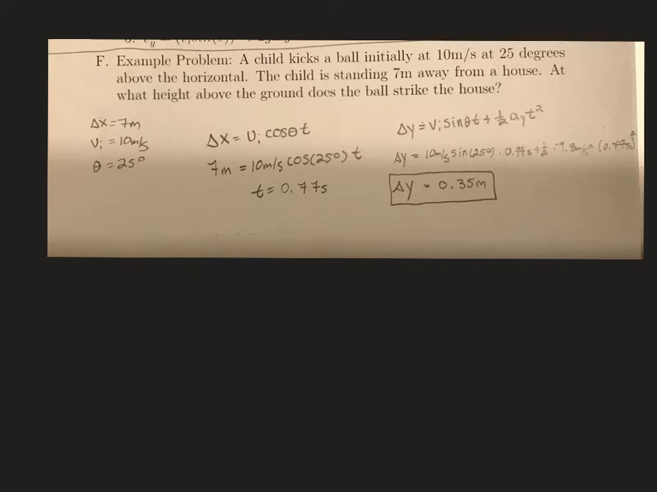So let's dissect this. We have a child kicking a ball. So the ball is going to come up here and it's going to hit the house at some point. And we know from the problem that the child is standing 7 meters away from the house. So we have 7 meters here. This is going to be delta x because it's a horizontal distance.